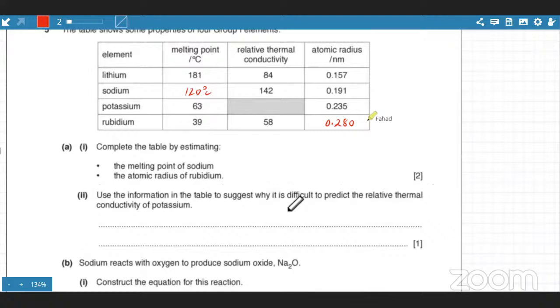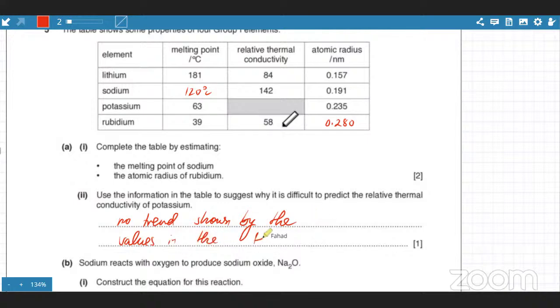Use the information in the table to suggest why it is difficult to predict the relative thermal conductivity of potassium. So you can't predict the thermal conductivity because there is no trend. It was higher, it was 84, then it increased, then it decreased. So you're not sure, there is no trend in the values. So no trend shown by the values in the table. So no trend being shown.